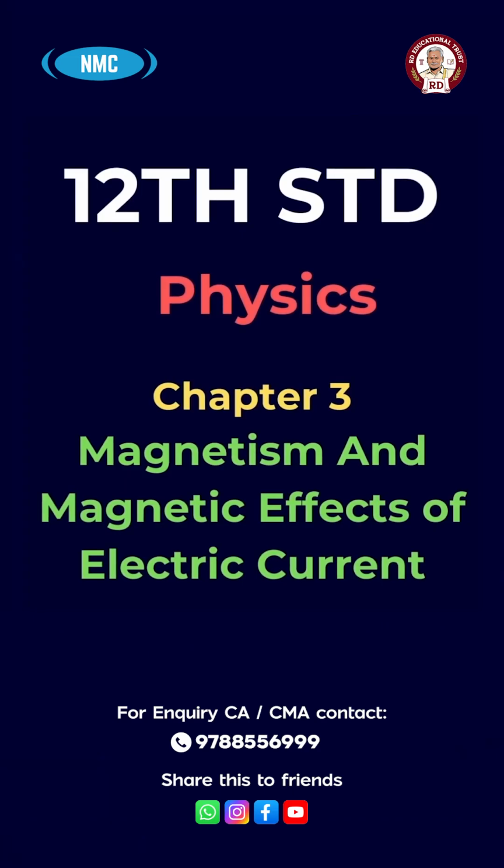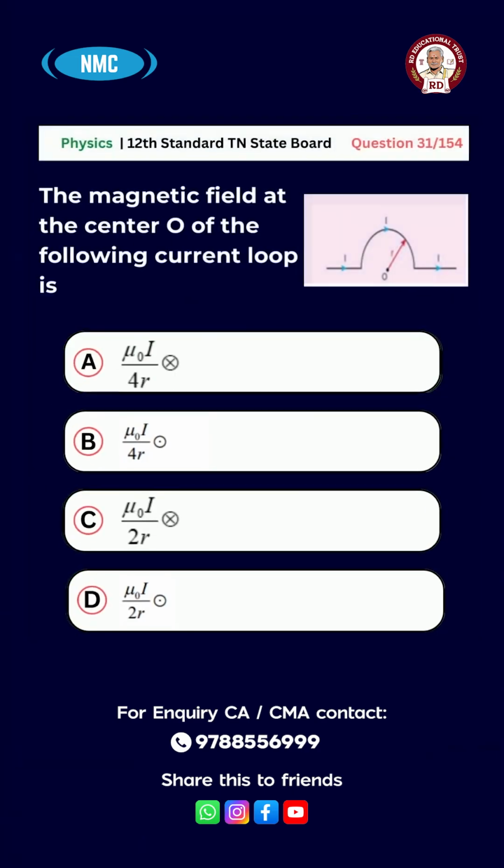Chapter 3, Magnetism and Magnetic Effects of Electric Current. Question number 31. Magnetic field at the center O of the following current loop is option A, mu naught I by 4R cross product, B, mu naught I by 4R dot product, C, mu naught I by 2R cross product, D, mu naught I by 2R dot product. The right answer for this question is option A, mu naught I by 4R cross product.